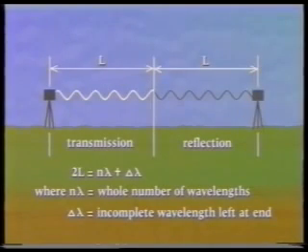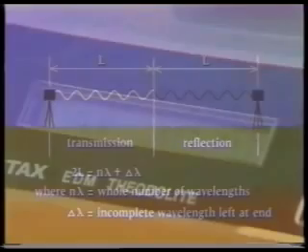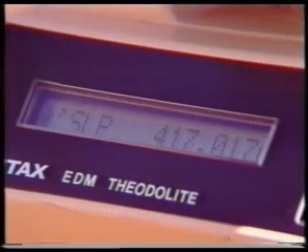The instrument uses electronic devices to determine n lambda and measures delta lambda by using a phase detector to compare the phase of the outgoing wave with that of the incoming wave. The length L is then displayed on the instrument's readout. When designing an EDM unit, the manufacturer must decide what wavelength to use in the instrument. This will depend on the accuracy required.